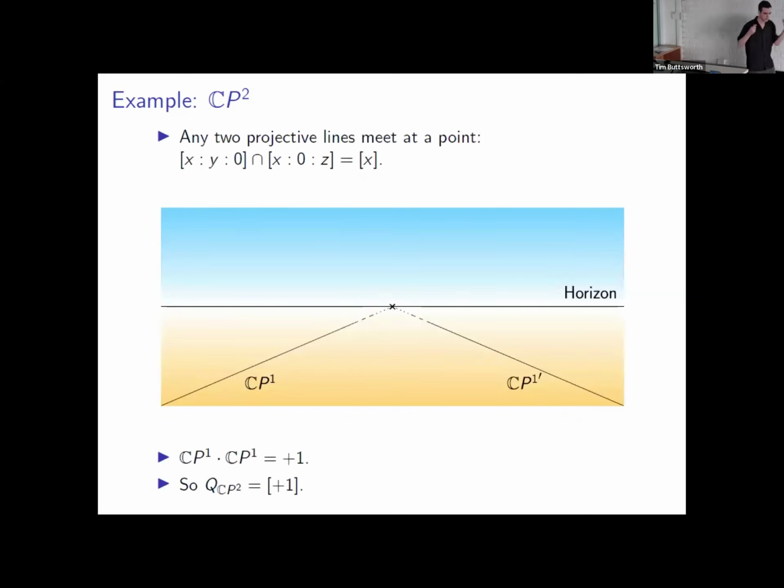And now put your projective art caps on, or just write things out analytically, I guess. Any two projective lines are going to meet at a point. So take a CP1, or again, a parallel push off. So these things intersect at a point. So the intersection, and this is all you've got, it's just this S2 generating H2. So the intersection form of CP2 is just the 1-by-1 matrix plus 1.